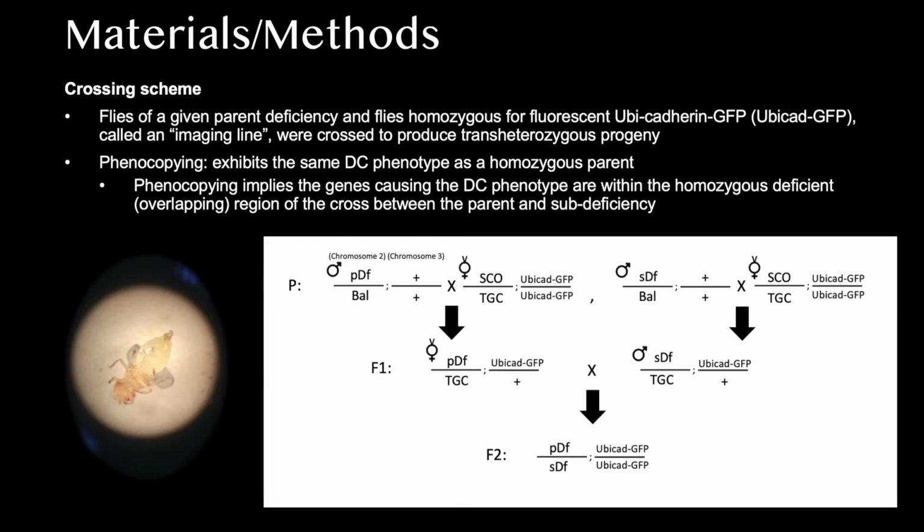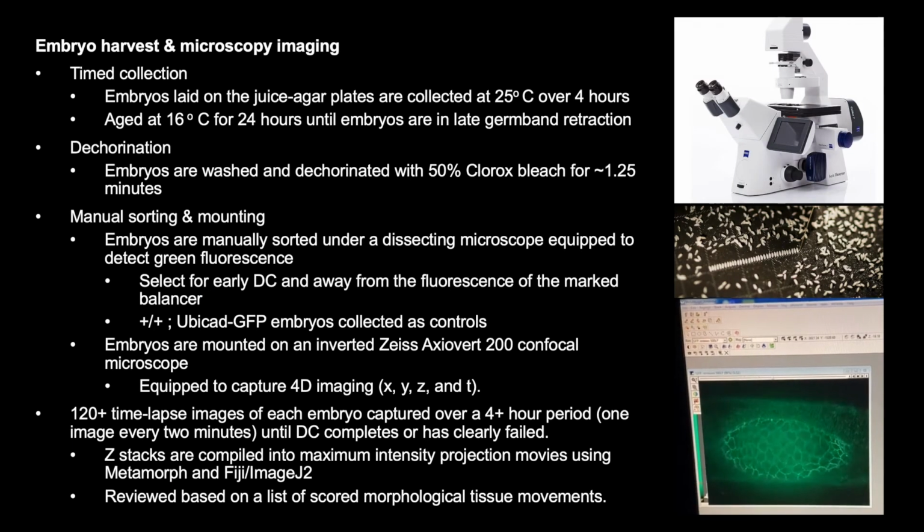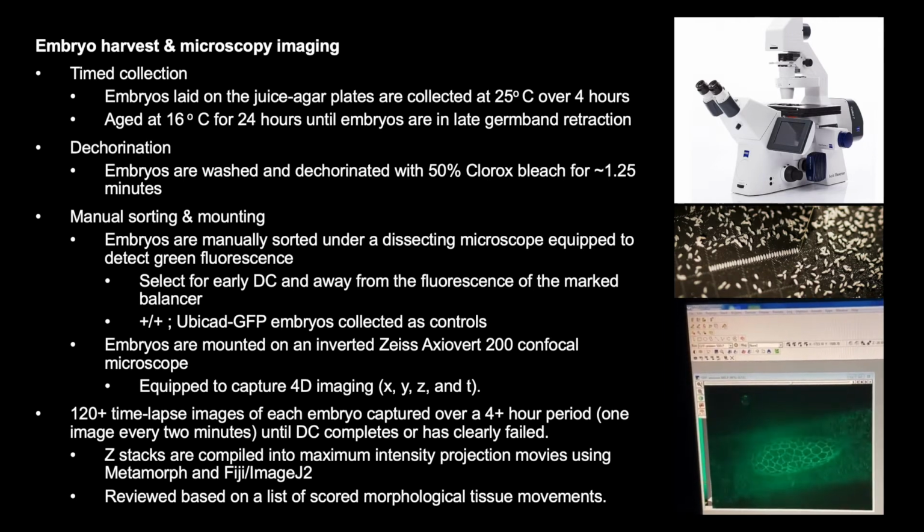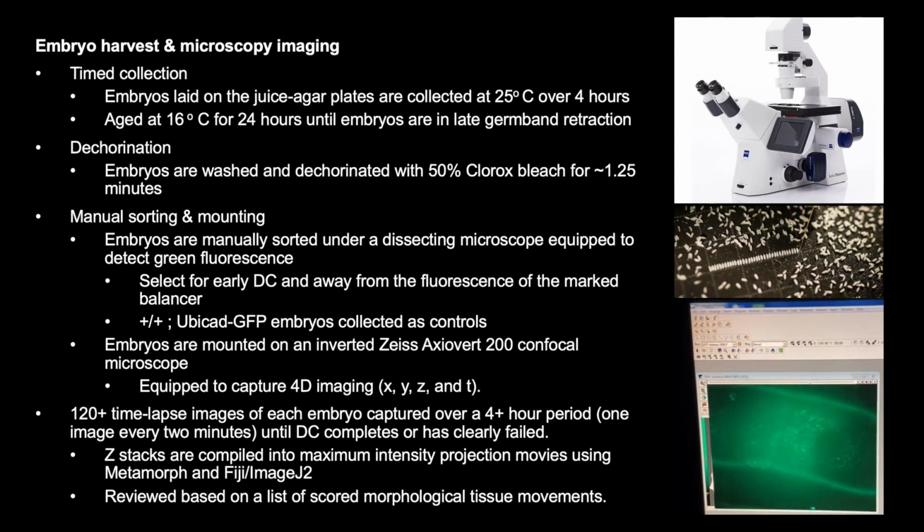If the progeny of the second cross phenocopies, or exhibits the same DC phenotype as, a homozygous parent, it can be assumed the genes causing the dorsal closure phenotype are within the overlapping or shared region of the cross between the parent and subdeficiency. The crosses undergo a timed collection where embryos laid on the juice agar plates are collected at 25 degrees Celsius over 4 hours and then aged at 16 degrees Celsius for 24 hours until embryos are in late germ band retraction.